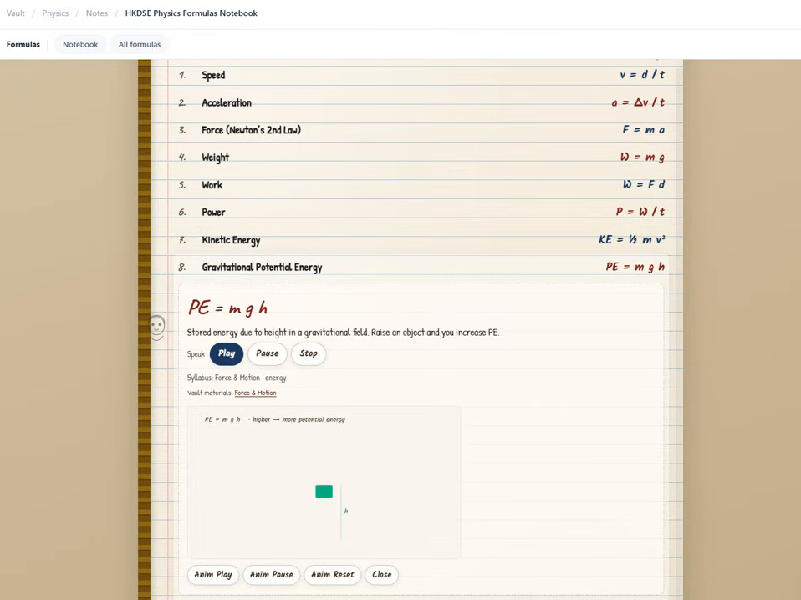Gravitational potential energy, PE equals mgh. Stored energy due to height in a gravitational field. Raise an object and you increase PE. Higher means more gravitational potential energy.